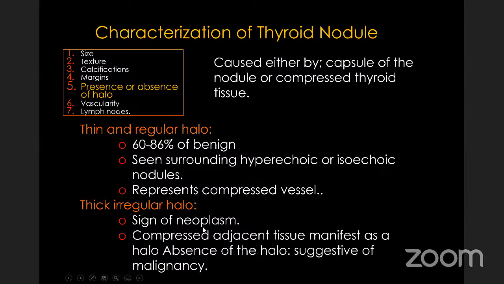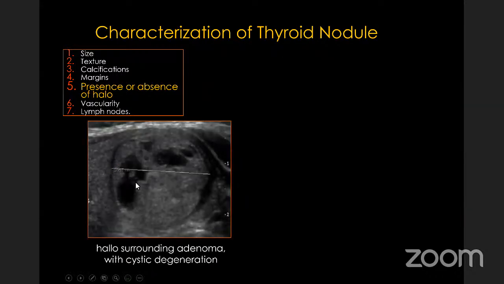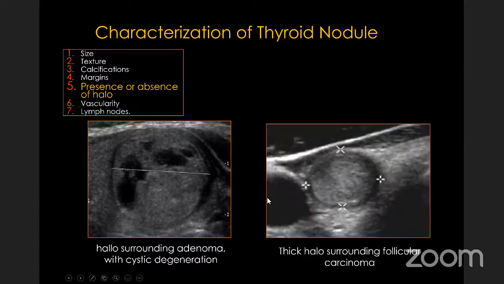Absence of a halo is more suggestive of malignancy. This is an example of a thin halo surrounding an adenoma with cystic degeneration. And this is a halo surrounding a solid homogeneous mass indicating follicular carcinoma. So both of them show a halo, but the halo alone does not indicate malignancy or benignancy. In this nodule, there is a solid part and cystic area. It is showing degeneration, but in this nodule, it is predominantly, homogeneously solid with a thick halo, so it is going more to the malignant area.